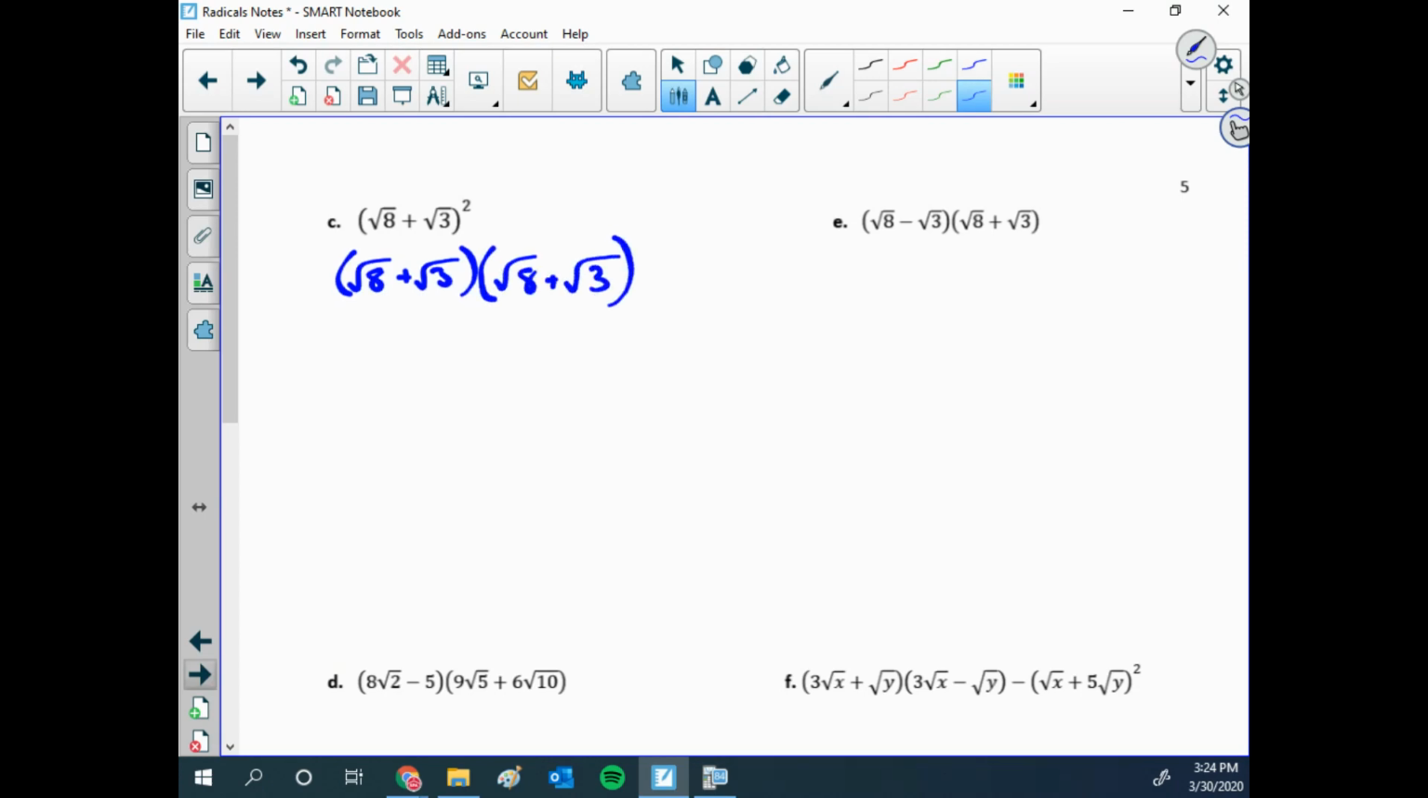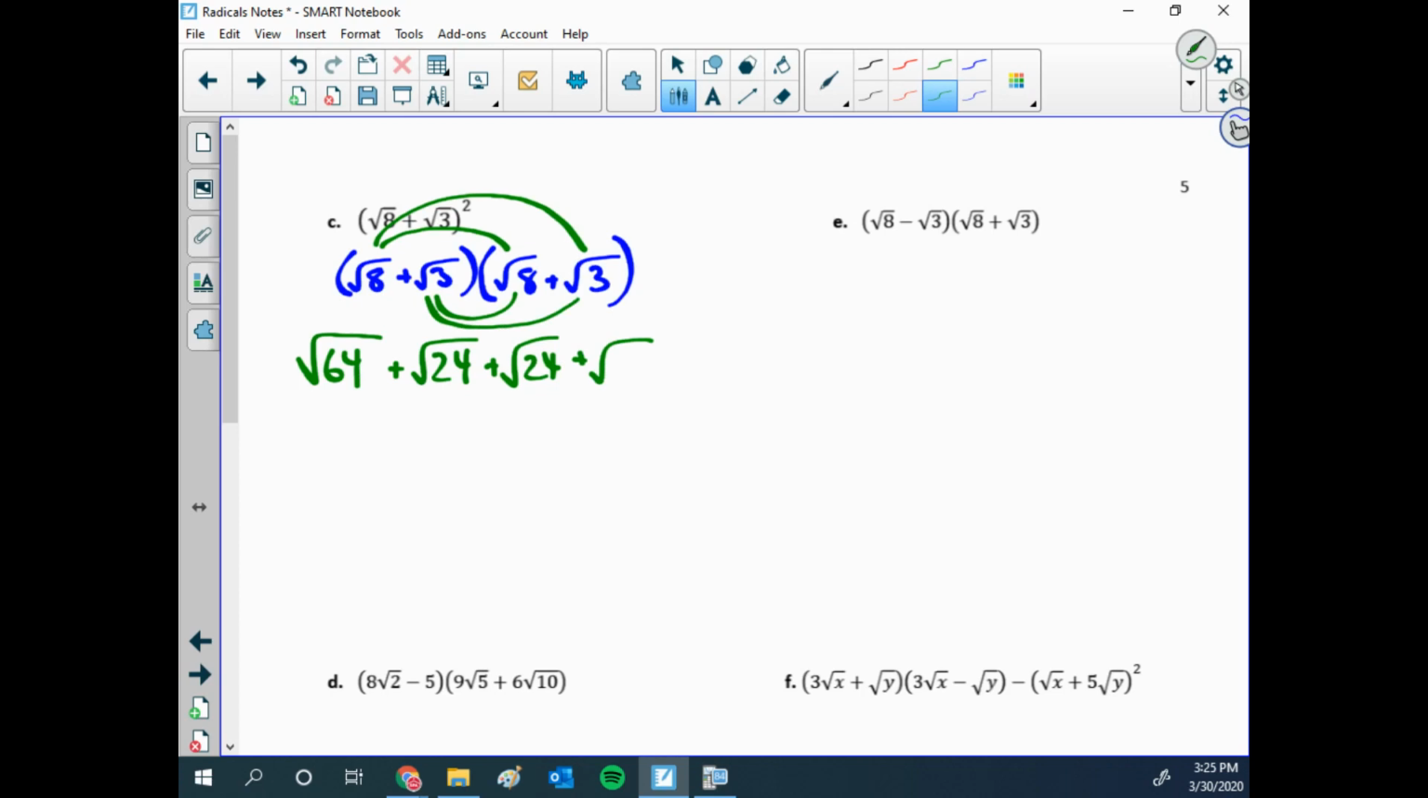So now we need to multiply out this set of binomials. And we would do that the same way that we do polynomial multiplication. So we could do FOIL or distributive property, whatever you want to call it. So first, root 8 times root 8 would give me root 64. Root 8 times root 3 is going to give me the square root of 24. Root 3 times root 8, the square root of 24. And root 3 times root 3 is the square root of 9.